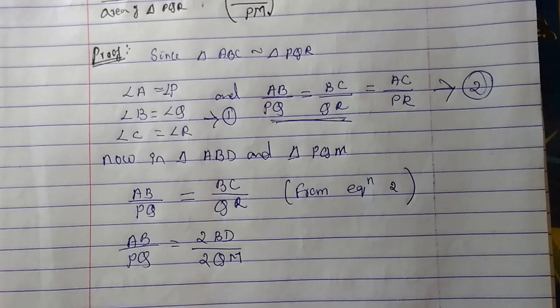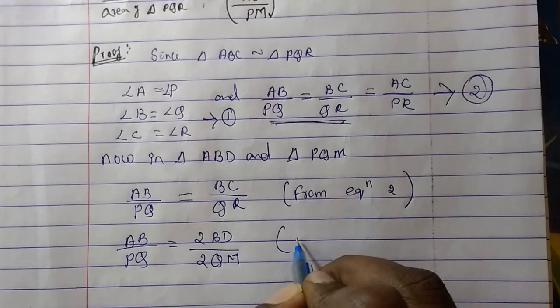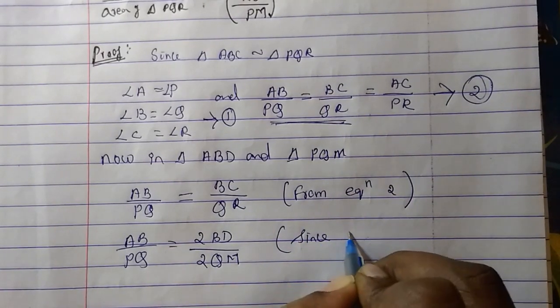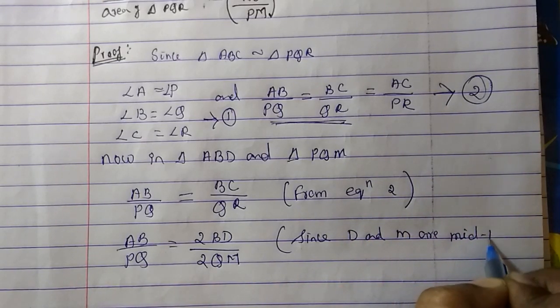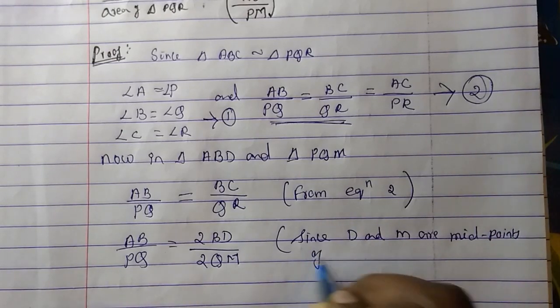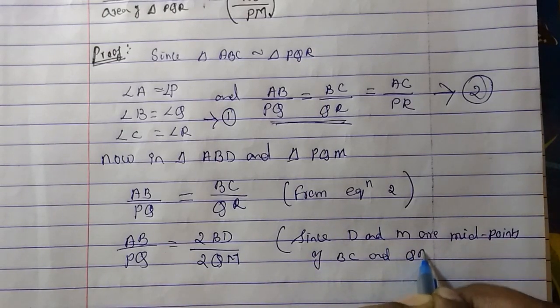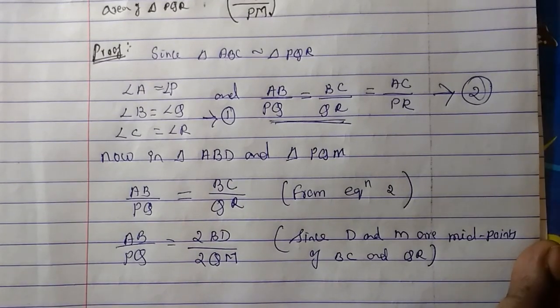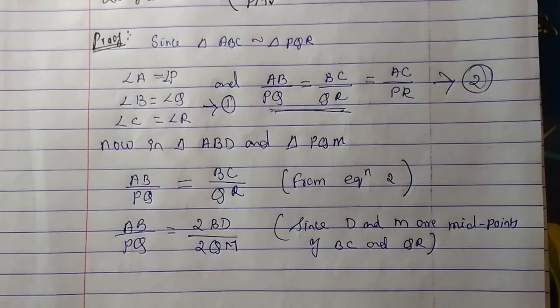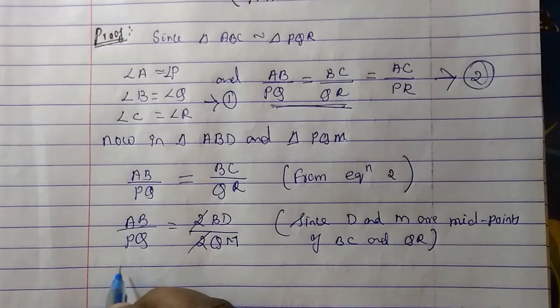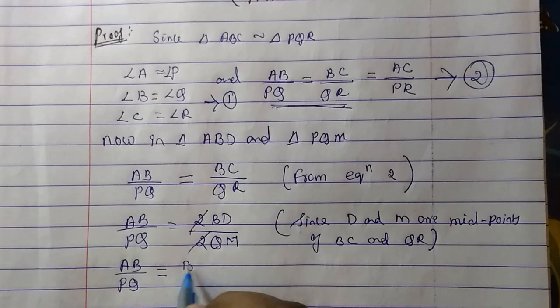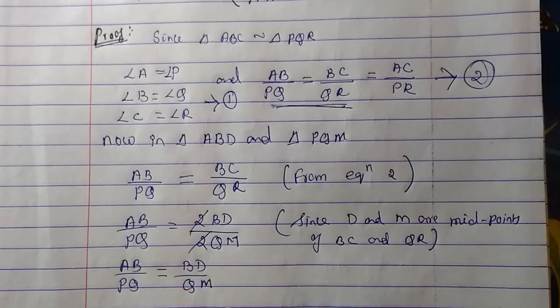2 times QM. Okay, so now you can write, since D and M are midpoints of BC and QR. So you can give the reason, since they are midpoints, so we can be written like this. Okay, so now 2 gets cancelled, so can we write AB upon PQ is equal to BD upon QM.